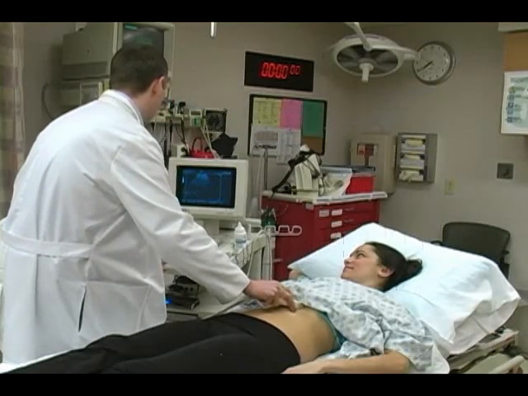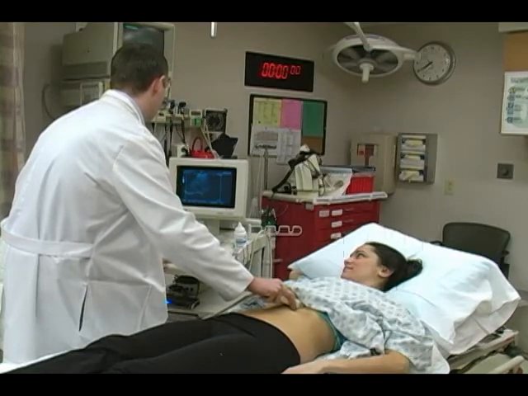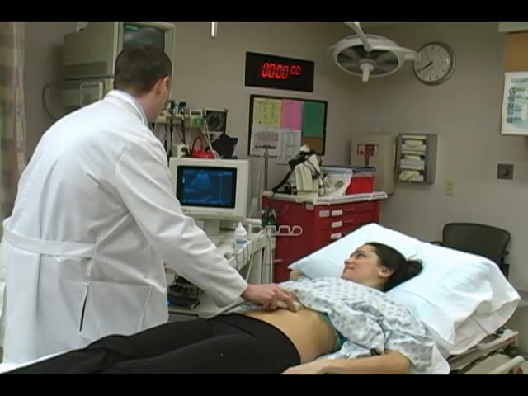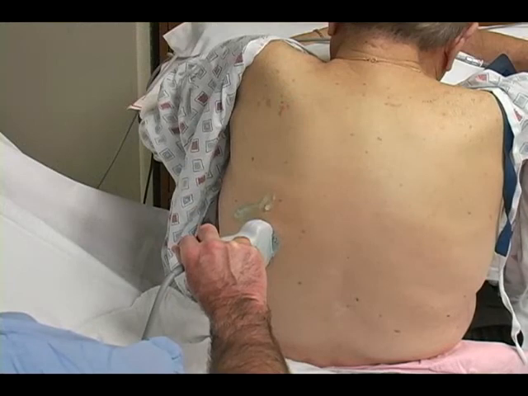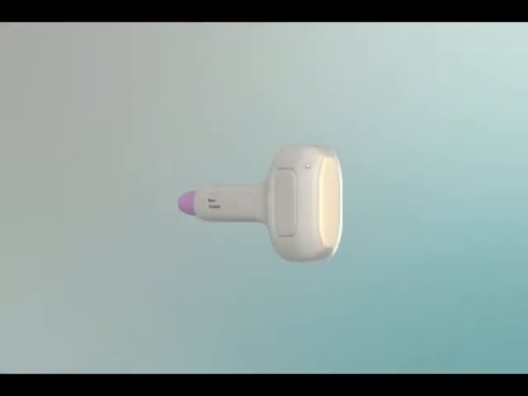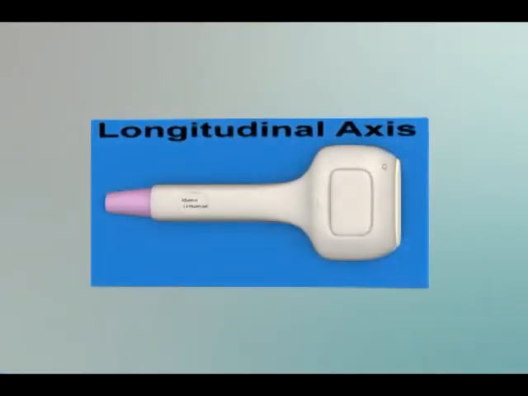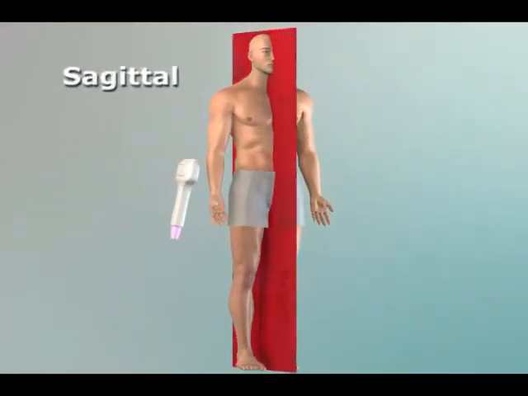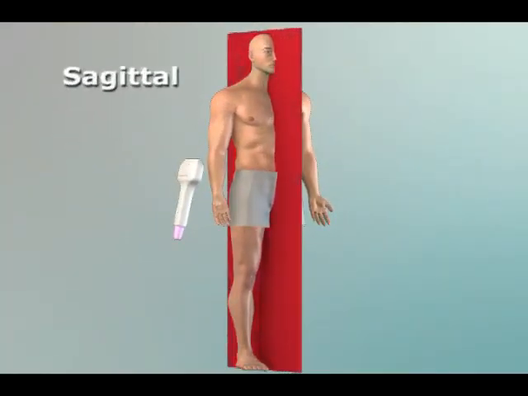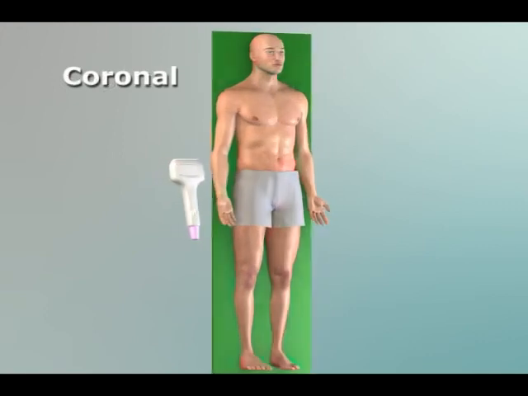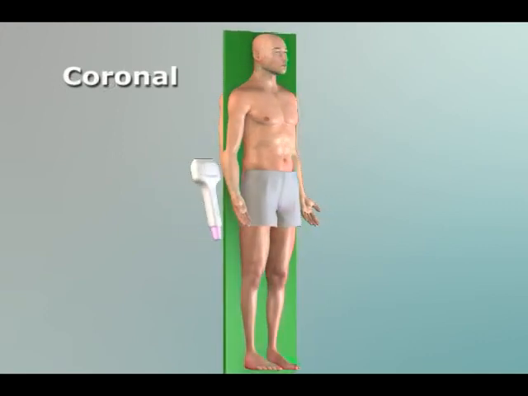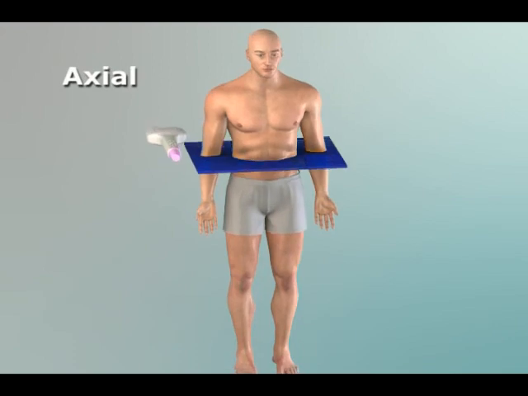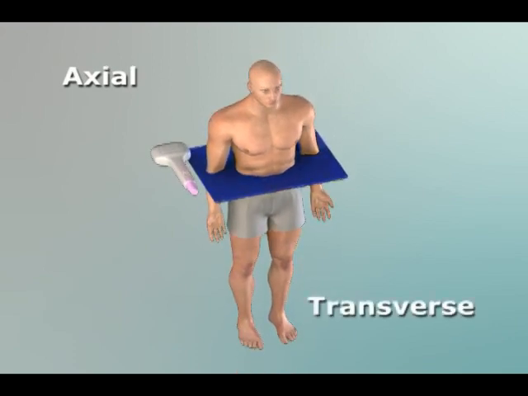When scanning a patient, it is useful to remember key radiologic imaging planes. To appropriately image along an imaging plane, the longitudinal axis of the ultrasound probe should be parallel and in the same direction of the imaging plane. The sagittal plane will transect a patient in this plane. The coronal plane will transect a patient in this plane. The axial plane, also called the transverse plane, will transect a patient in this plane.